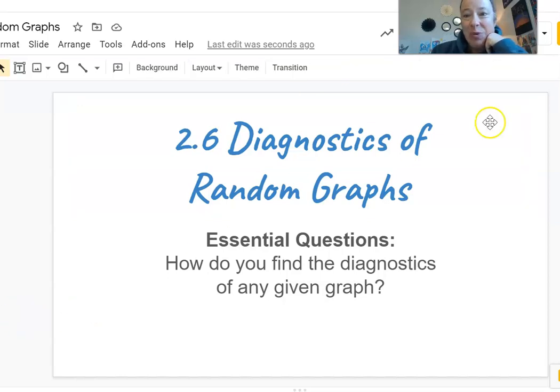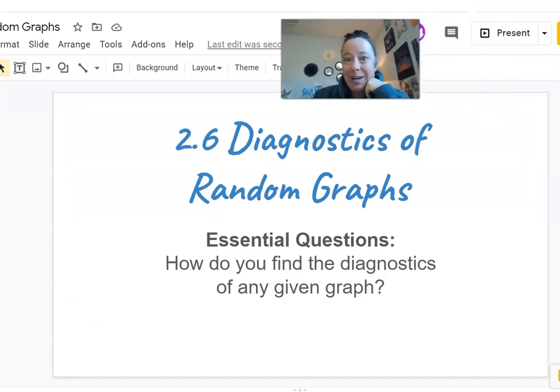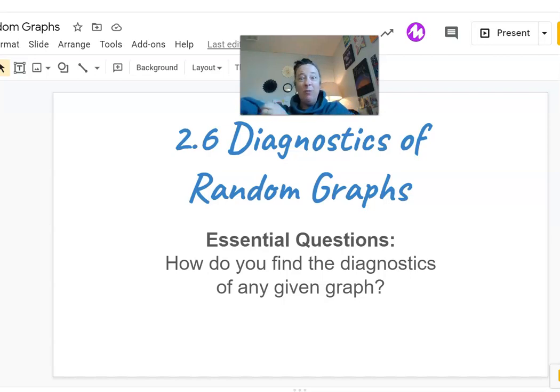Hello, welcome to section 2.6 on diagnostics and just random graphs, not just parabolas. So how do you find the diagnostics of any given graph?